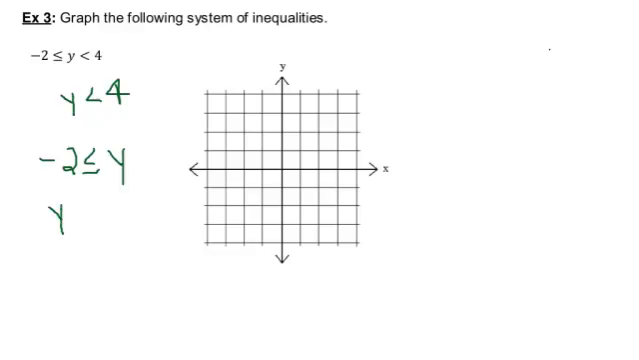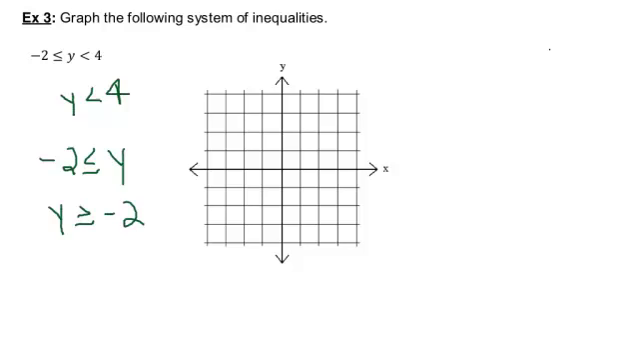Now whenever we write inequalities, we always want the variable to come first. So if we switch the order for this one and bring the y first, for negative 2, we have to switch the sign as well. So instead of less than or equal to, it's going to be greater than or equal to negative 2. And then we just need to graph these.